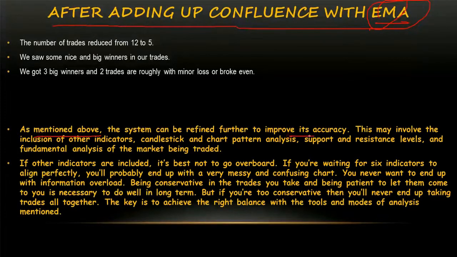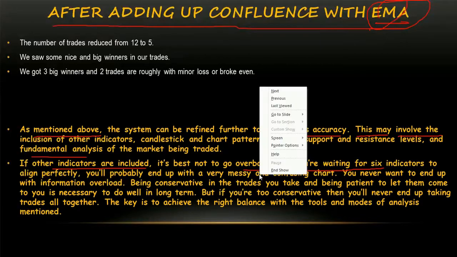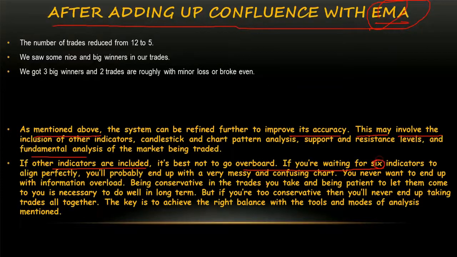This may involve the inclusion of other indicators, candlestick chart patterns, support and resistance levels, and maybe bringing in the fundamental analysis of the market being traded. If other indicators are included, it's best not to go overboard and fill up your charts with 6 to 8 indicators. If you're waiting for 6 indicators to align perfectly for the signal, you will probably end up with a very messy and confusing chart. You never want to end up with information overload on your charts. Keep it simple and specific.